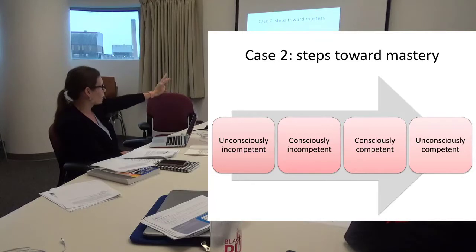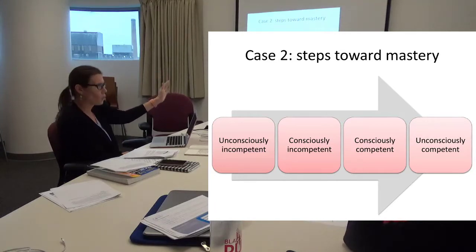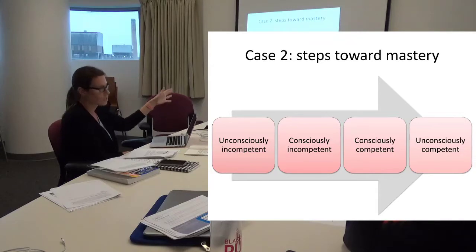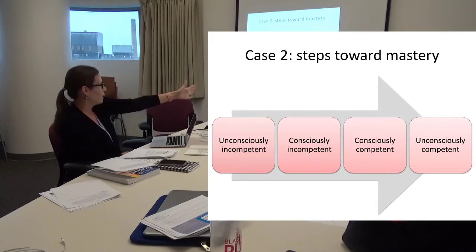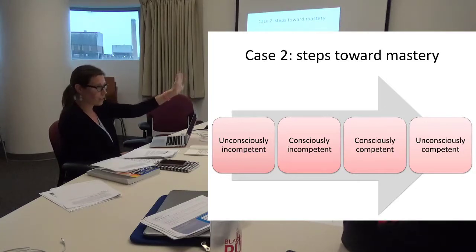Then, if we were moving her along, she would become consciously incompetent. Oh, I know what I don't know. I know what I need to work on. I know I'm not good at this yet. Then people become consciously competent. So they're good at it, and they know they're good at it.